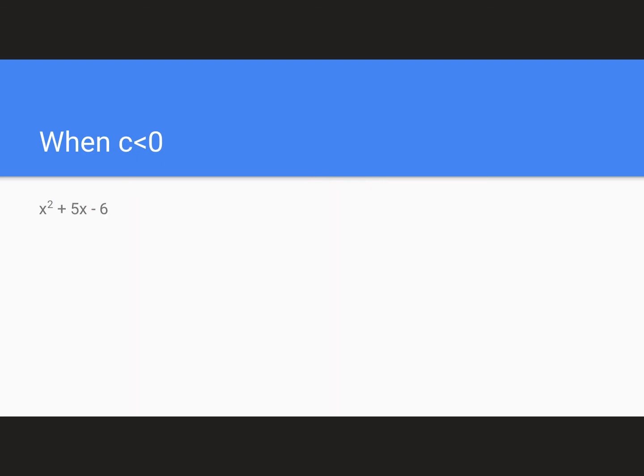Let's try another one. What happens if C is less than 0? So if my C is negative, that means my two factors, one factor is positive and one factor is negative.